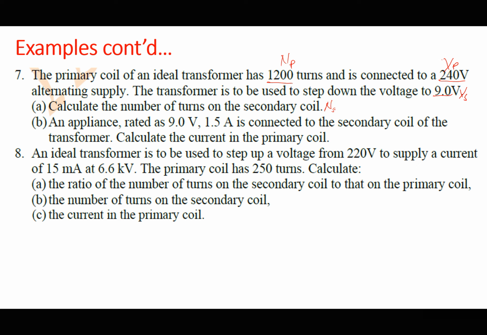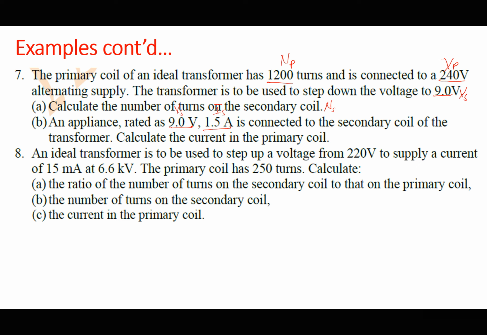That one is direct. An appliance rated as 9 volts, 1.5 amperes. So this is going to be voltage from the secondary, the output of the transformer. This is going to be current from the secondary. It's connected to a secondary coil of the transformer. Calculate the current in the primary coil. So, of course, the number of turns is the same, it is part of the same question. So you have the ratio of the number of turns, so you should be able to find the current in the primary coil.